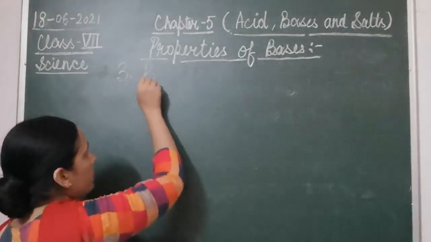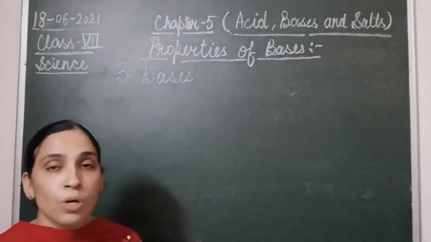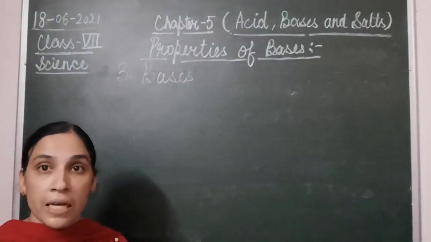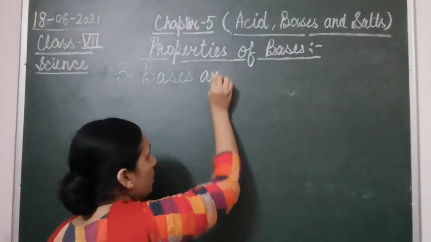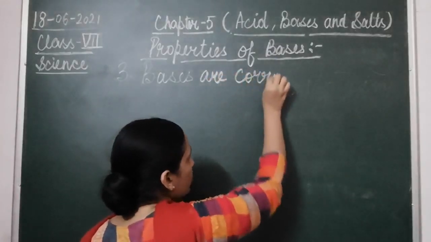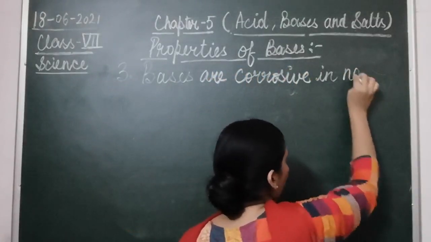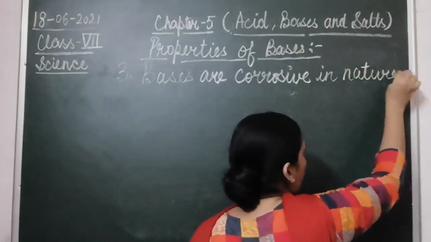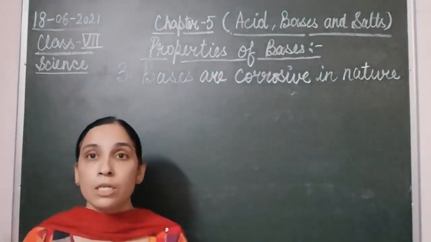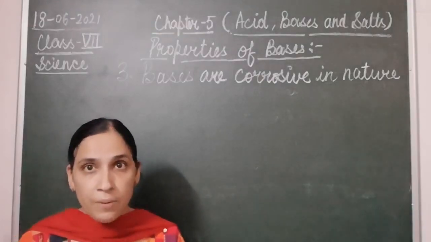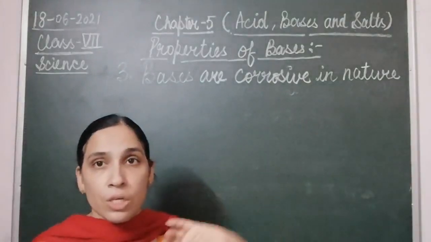Now this corrosive we have done in acids also. In acids also we have done that acids are corrosive in nature. Similarly, bases are corrosive in nature. They are also corrosive in nature. How are they corrosive in nature? Here I am going to take a general example. If you dip a particular cloth in detergent, how is it corrosive in nature? Bases are corrosive in nature.